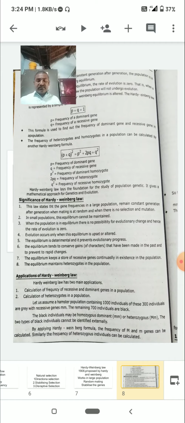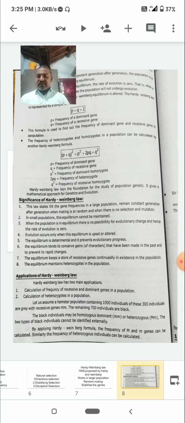So, whenever this equilibrium is altered, p plus q equal to 1. For example, p frequency is 0.5 and q frequency is 0.5, which is equal to 1. So, in a population of 1000, 500 have the dominant gene and 500 have the recessive gene. So, there is no evolution.